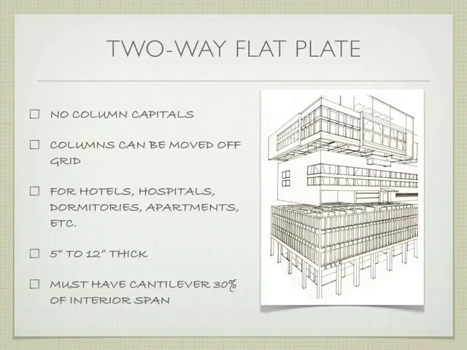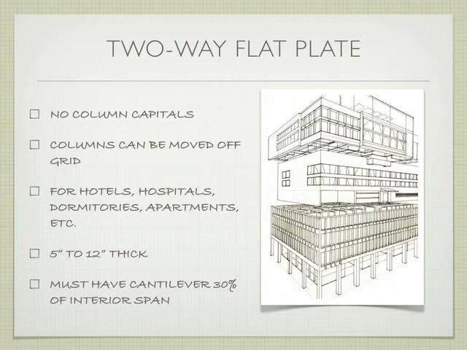So two-way flat plate, no column capitals. The columns can be moved off the grid. It's hard to do it too often, and I'm speaking primarily to the designers out there. Certainly moving a column can be advantageous, but you have to be somewhat within a normal range. You can't move it too much off grid, because the span changes, and then it's not a two-way slab anymore. It's 2.5, so you have a longer span in one direction.